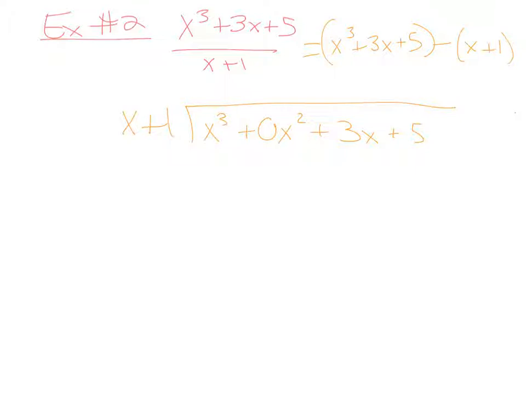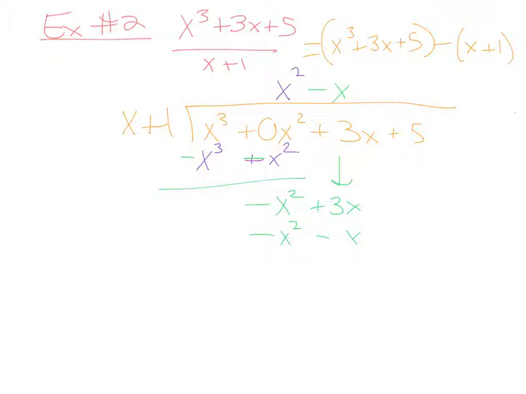So I'm going to start doing x cubed divided by x, which gives me x squared. Then I'm going to multiply back. When I do that, I get x to the third plus x squared. I'm going to change my signs, which gives me minus x squared. Bring down the positive 3x again. So now I am going to do negative x squared divided by x. That is going to give me minus x. And now I'm going to multiply negative x times x plus 1, which gives me negative x squared minus x.